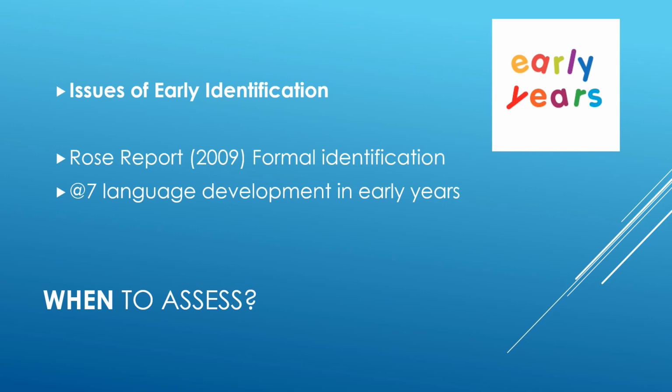Obviously, there are some issues with this early identification. There are restrictions as to when children can be formally identified, for example. The Rose Report advocates that children who are making poor progress despite the good quality of intervention, compared to their peers, should be identified and investigated more thoroughly.